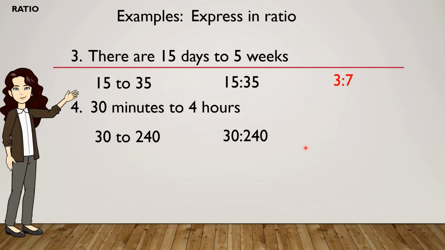So, first, we write 30 is to 240, then we can divide by 30. 30 divided by 30 is 1. Then 240 divided by 30 is 8. So our answer now is 1 is to 8. Okay.